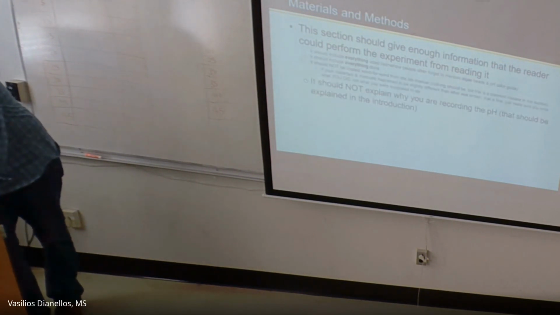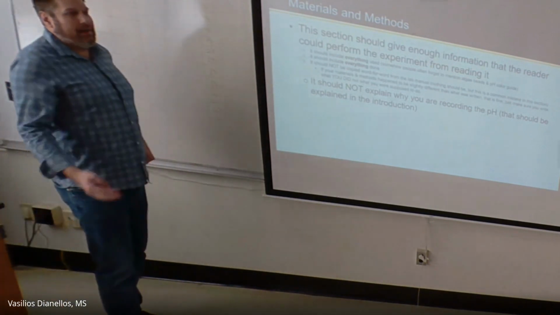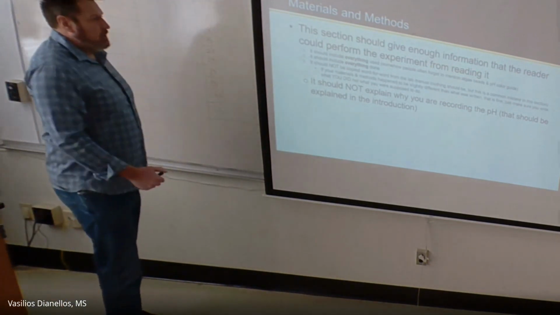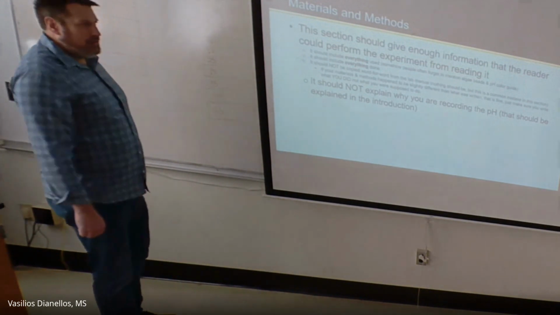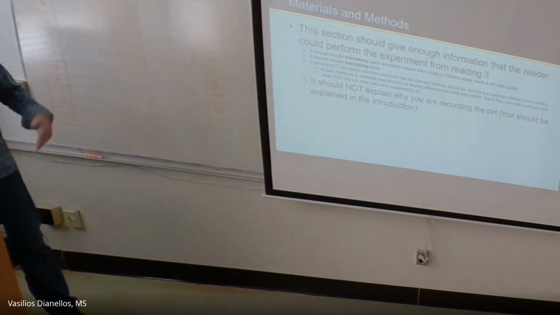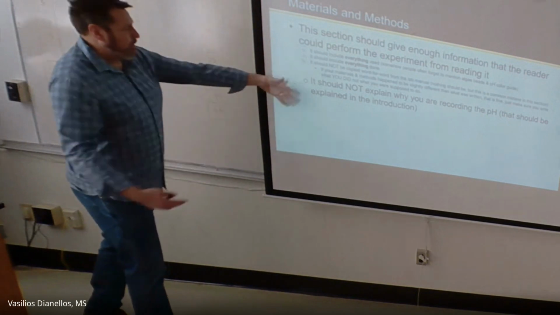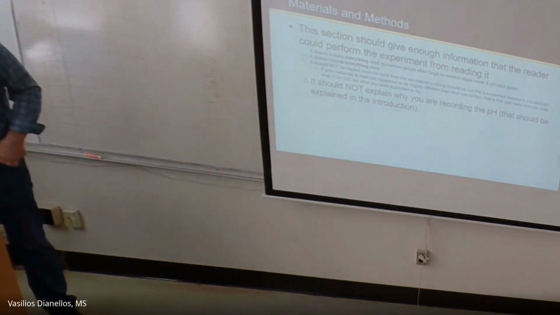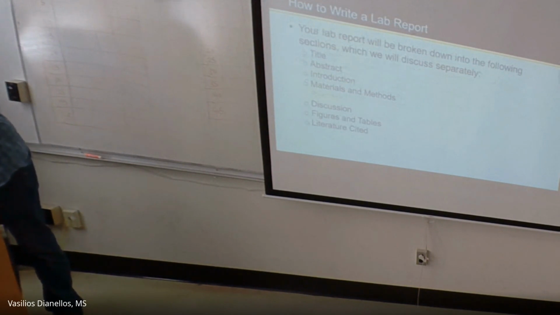It should not explain why you are recording the pH, right? So yes, again, materials and methods, you're going to say every 5 minutes I recorded the pH. You don't have to say why you're doing that. You've already explained that in the introduction. So again, I know some of these things seem redundant, but some of them aren't, right? You have that information in the introduction, so you don't have to explain it here. You can say, here's what I did. You don't have to talk about why you did it. Just here's what I did. So any questions about materials and methods?